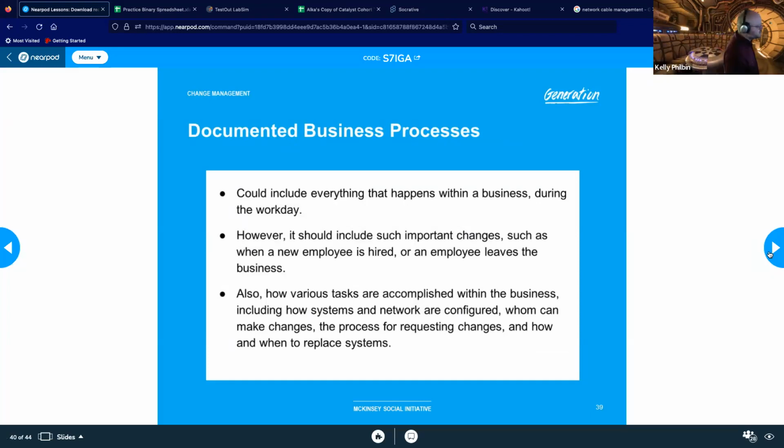Documented business processes. This could basically be anything that happens within a business during your typical standard days. But it should include things like when people are hired, or when people leave, major events, things like that. These should be documented for both internal and legal reasons.